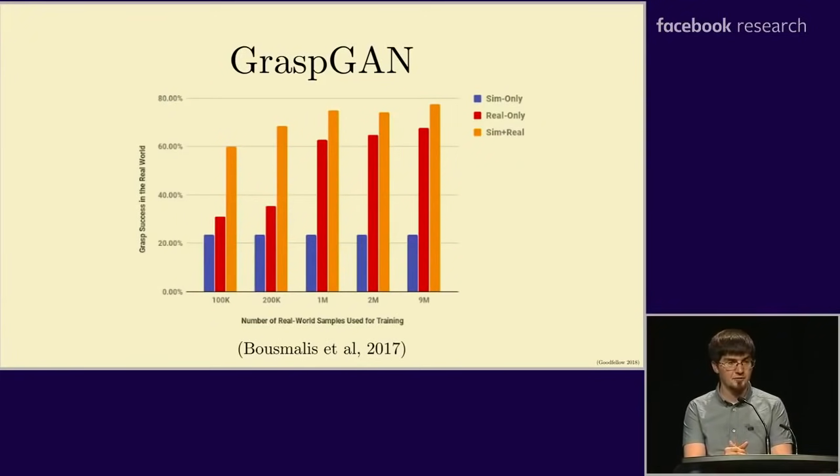GraspGAN is able to actually perform better on real data using synthetic and real training data put together than if it could use only real data or only simulated data to train.